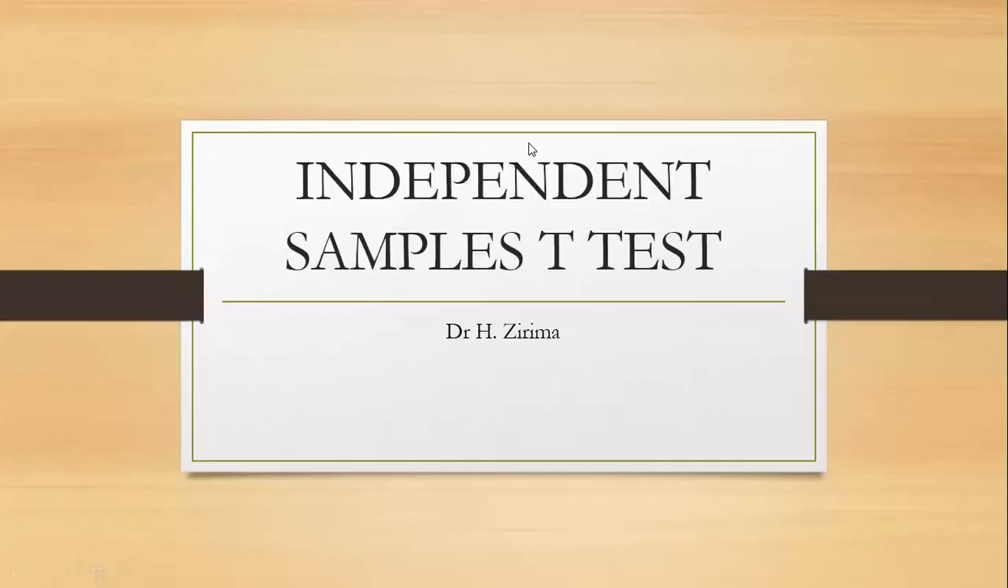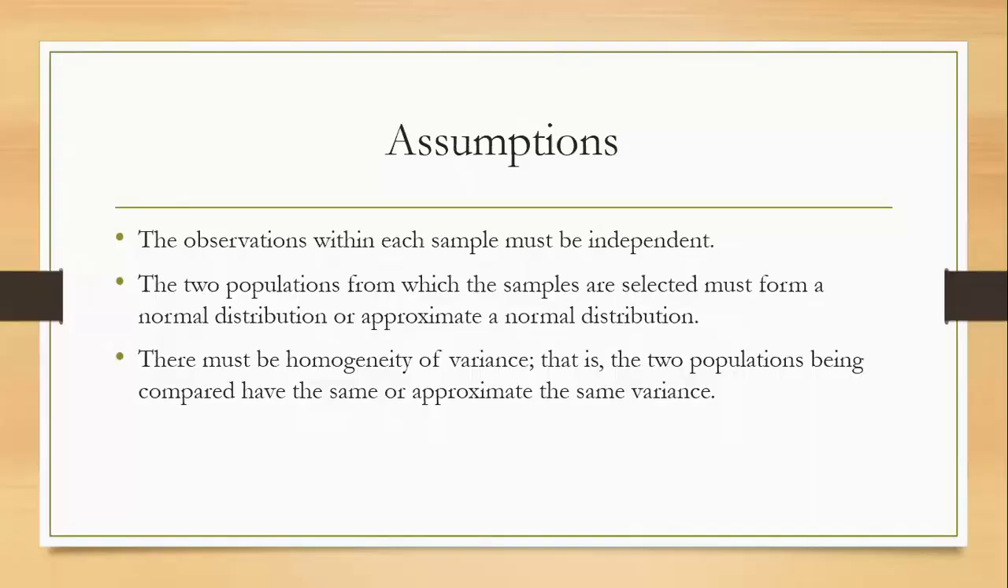Hello, today we are looking at the independent samples t-test, which is one of the parametric test statistics used to analyze quantitative data. We start off by looking at the assumptions of the test, which is one, that the observations within each sample must be independent, that is, they are singular.